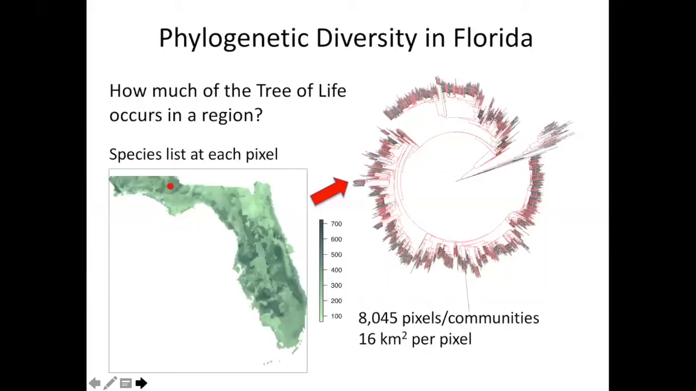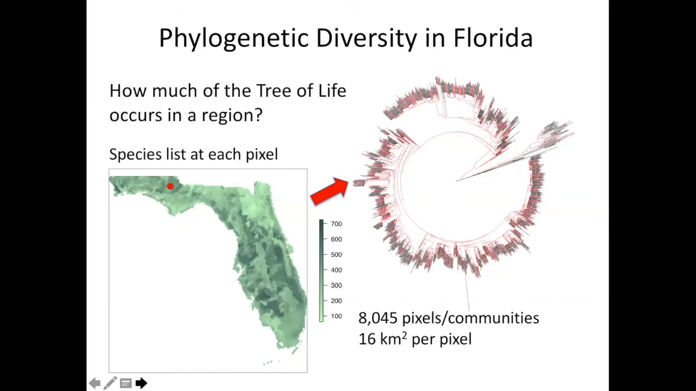Okay, so here's our map of Florida on the lower left. We're going to divide that into a bunch of pixels, little red dots. I'm just showing you one of those on the map of Florida. But we've divided it into 8,045 little communities. And then what we want to do is ask for each one of those little red dots, how much of the tree of life occurs in that region. And so there's our tree again over there on the right. It may be hard to see, but for that little red dot, every species that's in that area is marked in red on this tree.